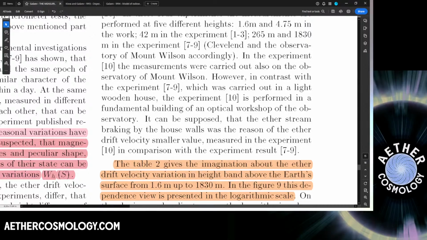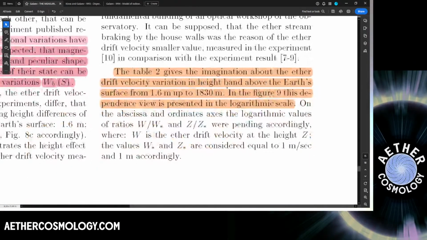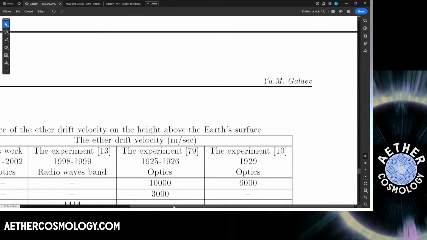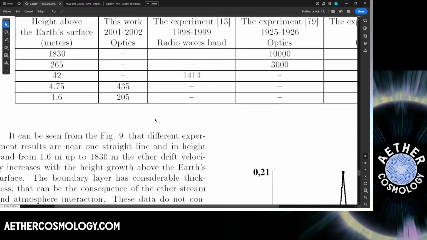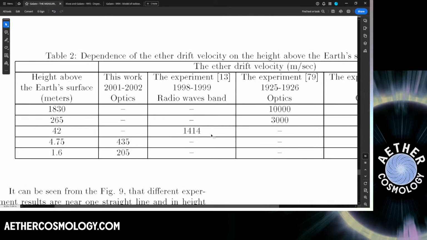In contrast, it was carried on a light wooden house performed in a fundamental building of an optical workshop. It can be supposed that the breaking by the house walls was the reason. And so table 2 gives the imagination about the ether stream variation of height of the... So this is table 2.